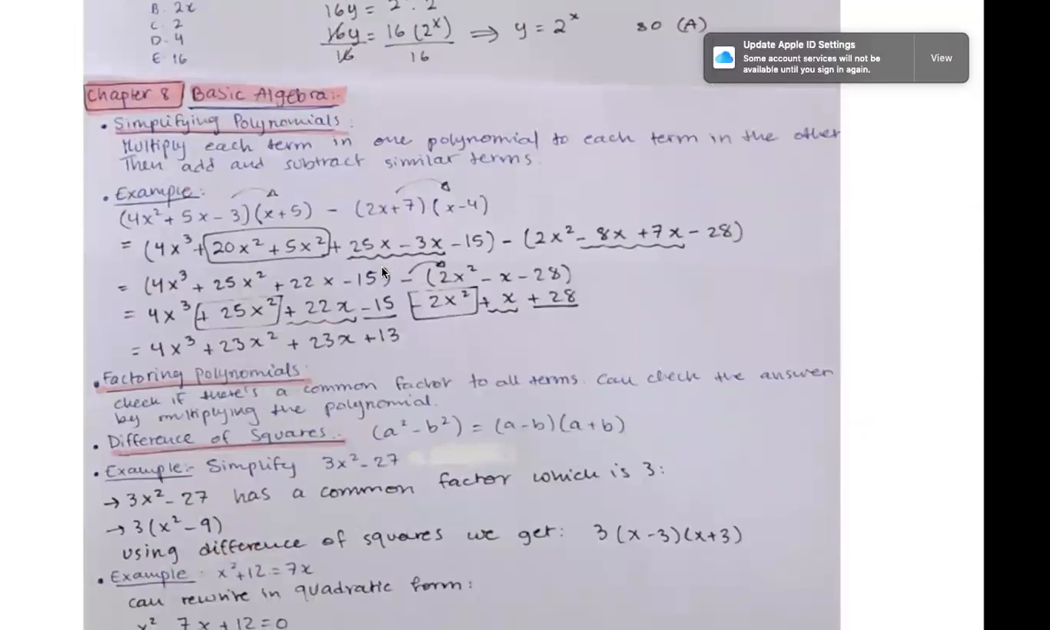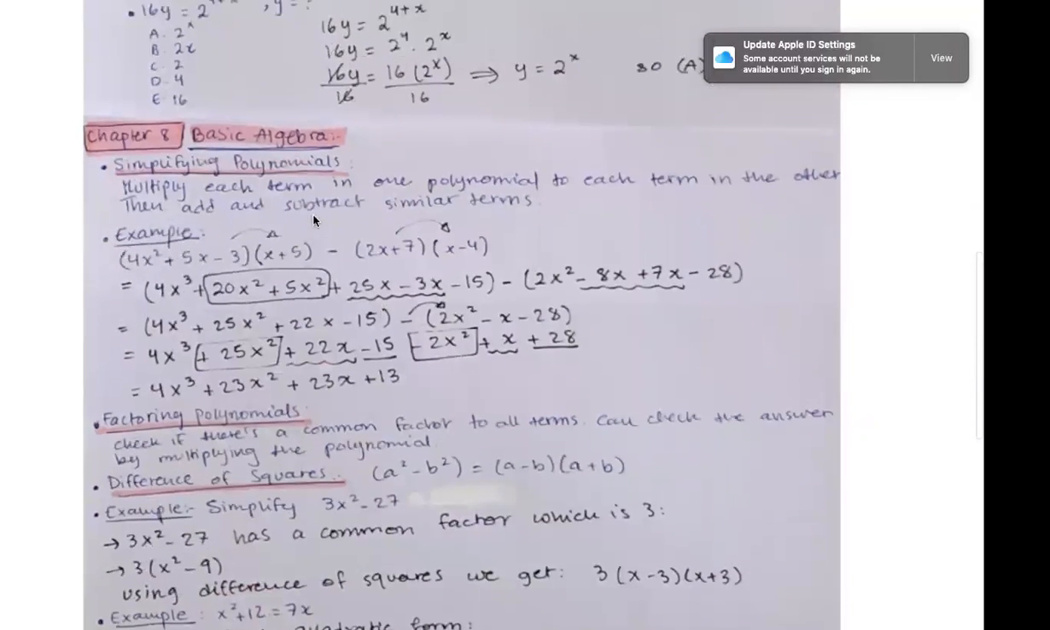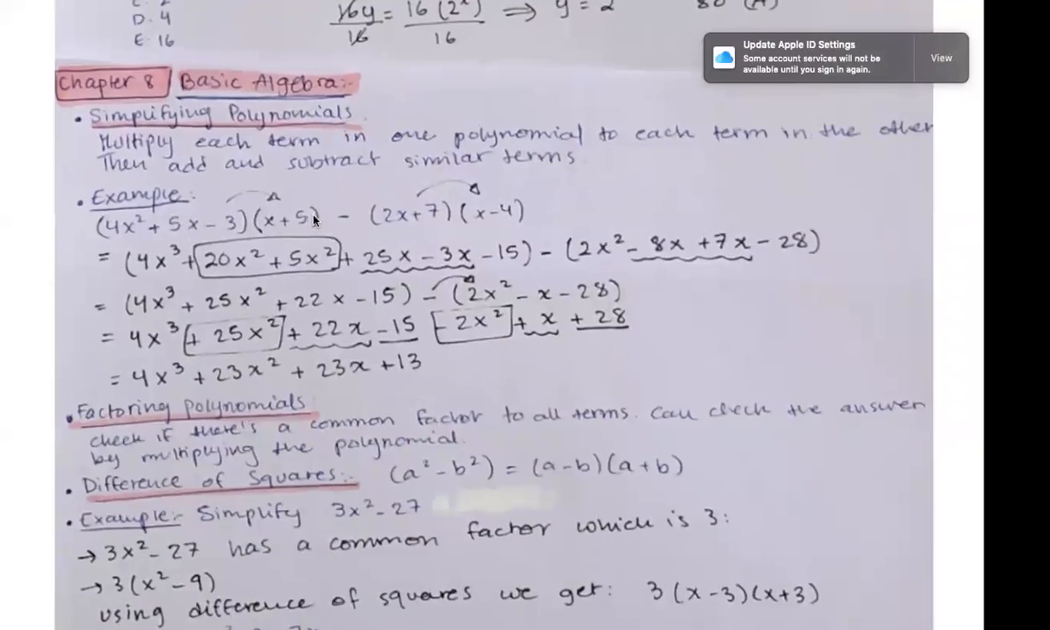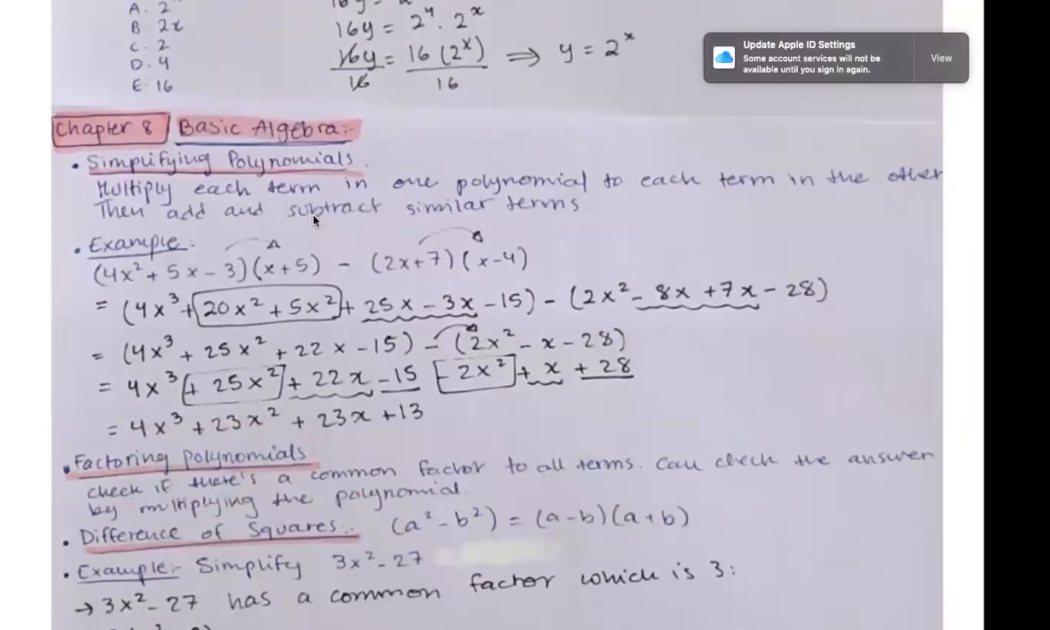Chapter 8. Basic algebra. The first concept of doing basic algebra is simplifying polynomials. It is when you have two polynomials multiplied by each other, what do you do, and stuff like that. The basic concept of it is to multiply each term in one polynomial to each term in the other polynomial, then add and subtract the similar terms.